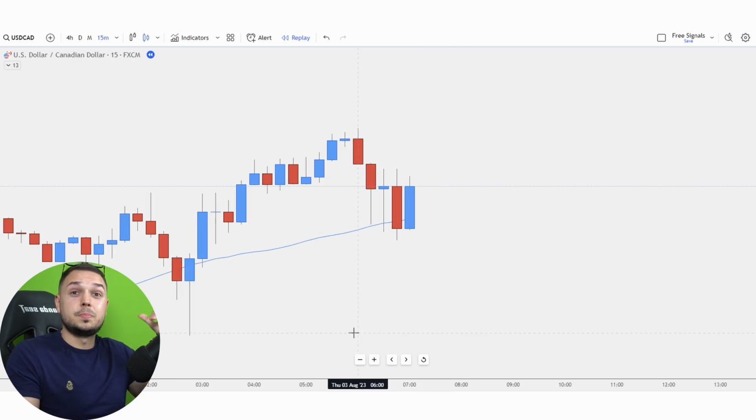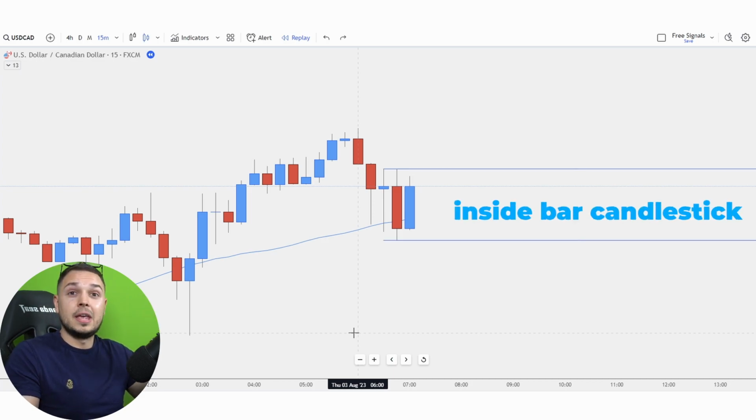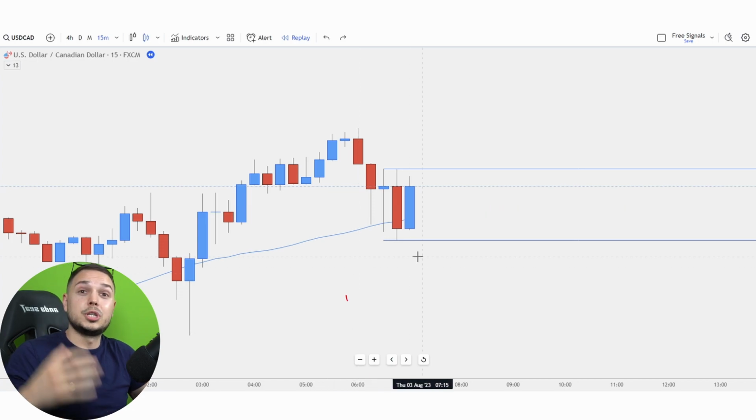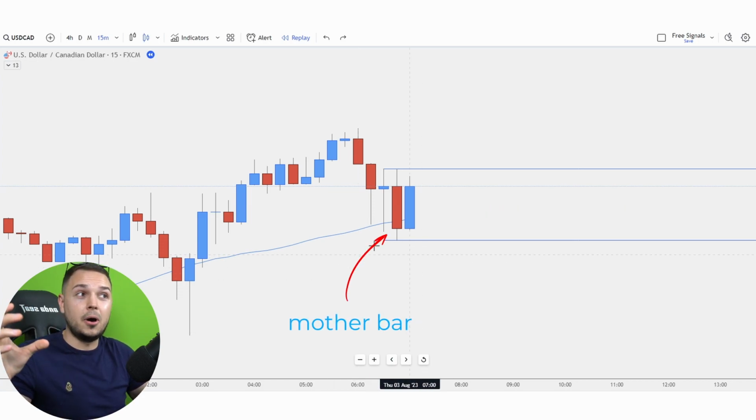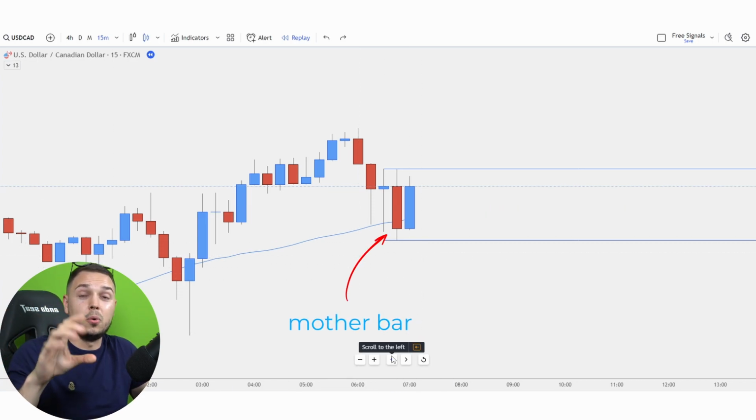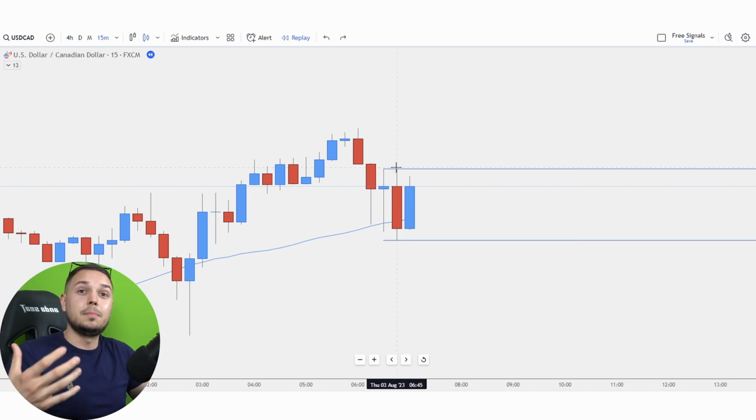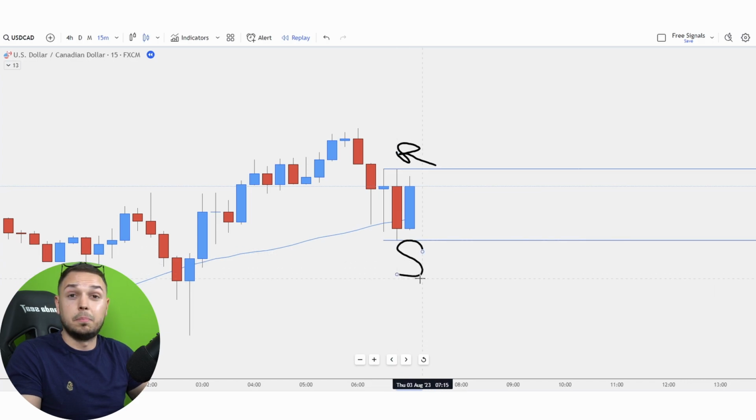And because the bullish blue candlestick closed inside the red one, it becomes a nice inside bar candlestick, which means the red candlestick is the mother bar and all the other candlesticks that will follow, pretty much the baby candlesticks, until it breaks out the main bar. So this becomes a nice resistance and support over here.